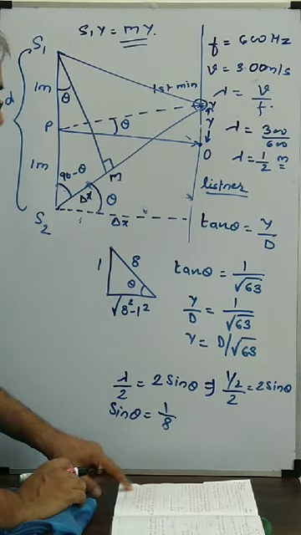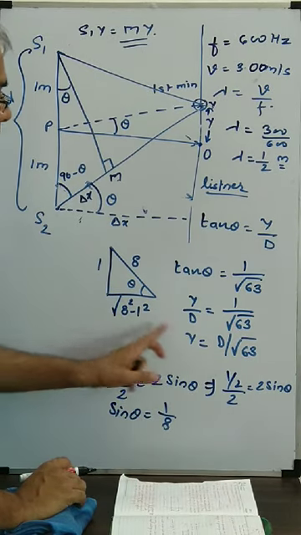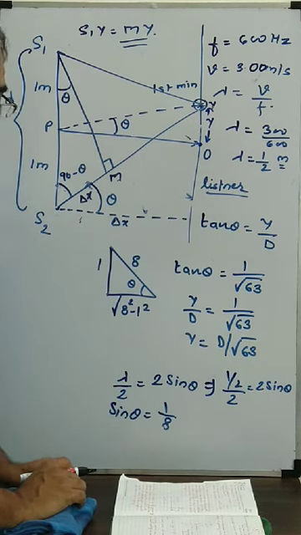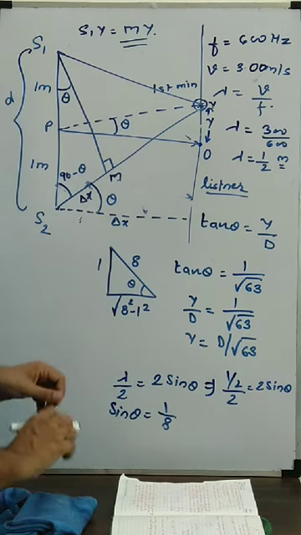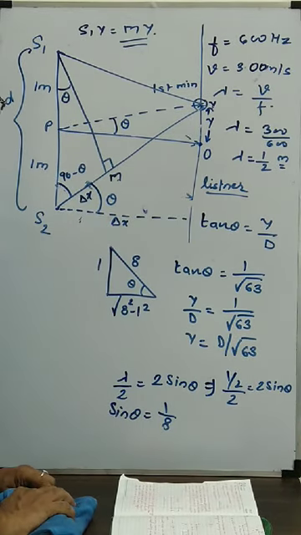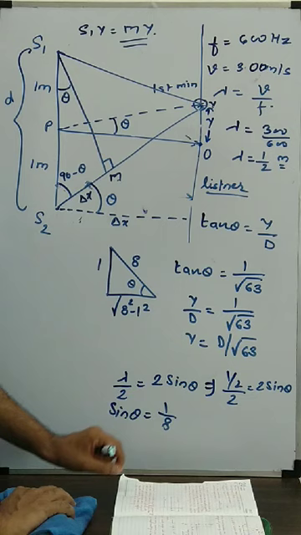When? In which case? When sin theta is not very small, we will do this. But if sin theta is very small, directly equate sin theta with tan theta. Okay, now suppose we are going to calculate the position of first maximum.